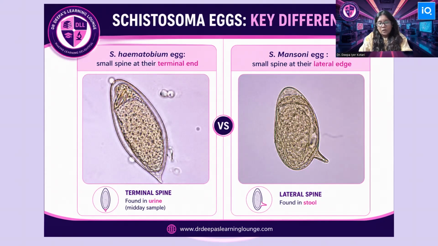The diagnosis is primarily made when you look at the egg itself. Another very important thing: whenever you are collecting a urine sample, pathologists have a habit of asking for the early morning sample. But when you suspect schistosoma, always remember to collect a midday urine specimen and not the early morning specimen. In stool also, you can look for the mansoni eggs. And biopsy will show you the characteristic picture.